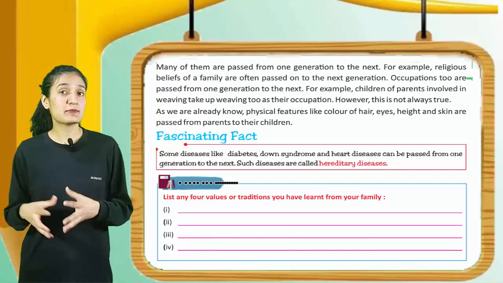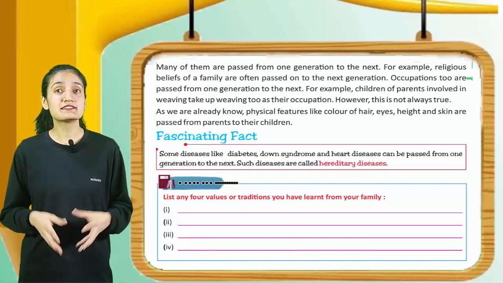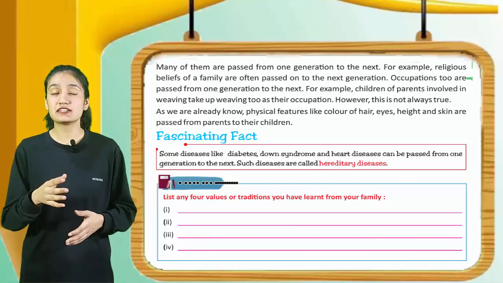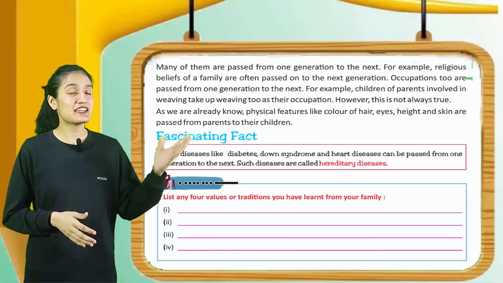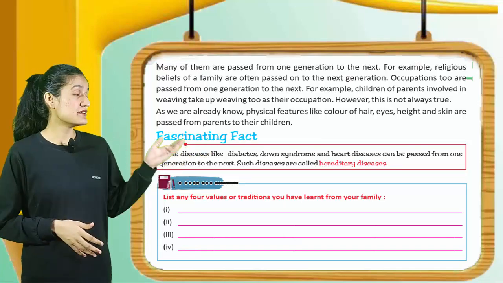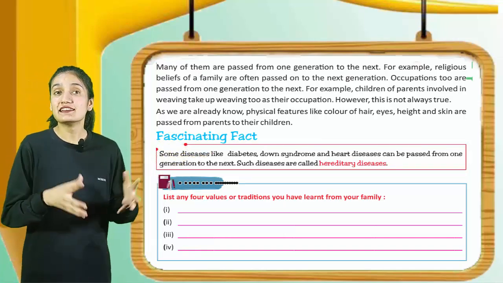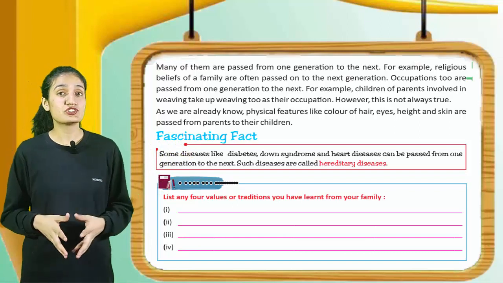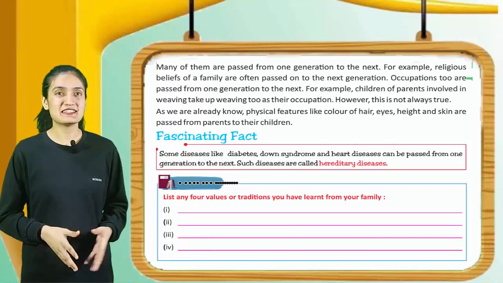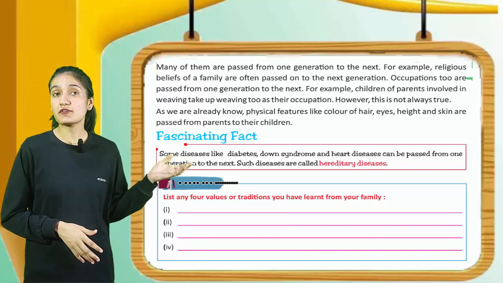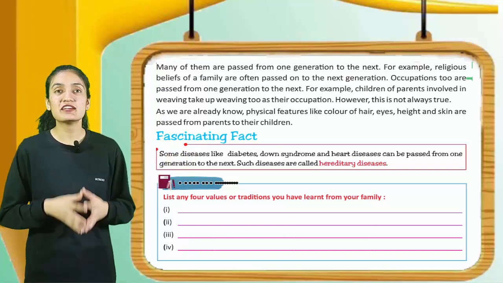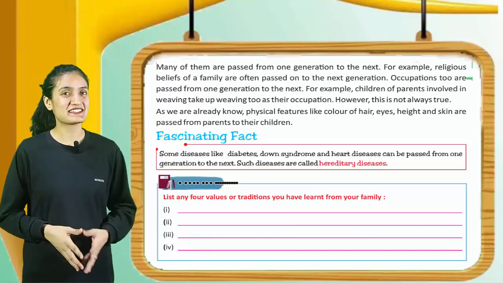Some diseases like diabetes, Down syndrome and heart disease can be passed from one generation to the next. Such diseases are called hereditary diseases. Here you can see we have an activity. List any 4 values or traditions you have learned from your family. So students, you have to write down some traditions and beliefs which you gain from your family.